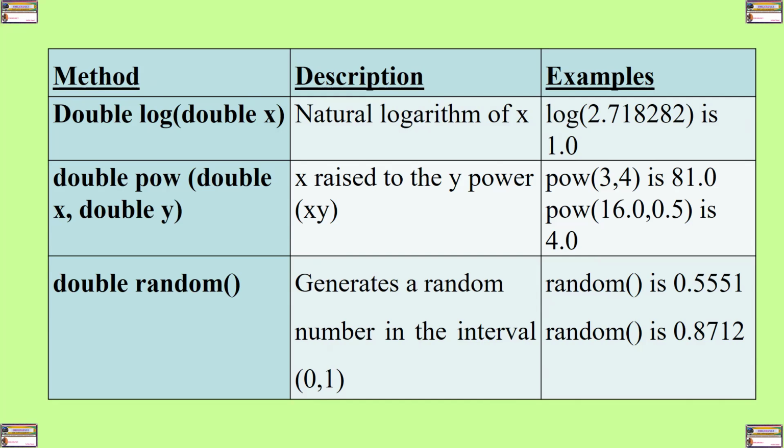For example, in round 1, it will generate 0.5551. If you run it again, it will generate 0.8712, etc. Note, these values will vary. It's not a must that when you execute a statement that is implementing the random method that it will generate my value. It depends on the value that will be generated. Note, it generates random values.